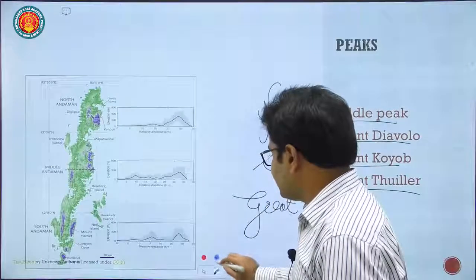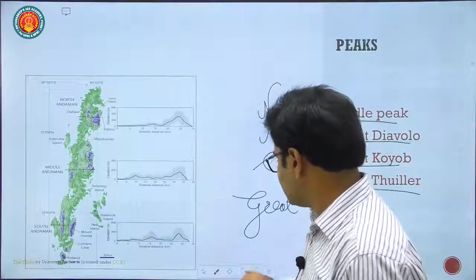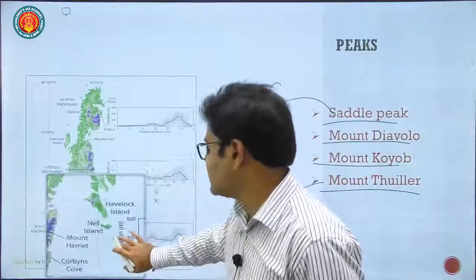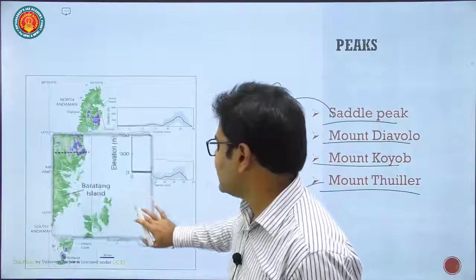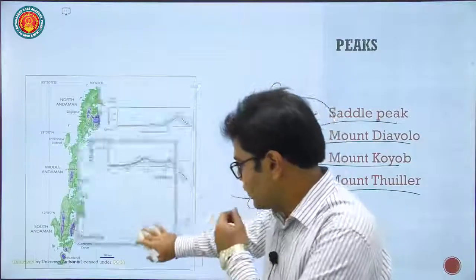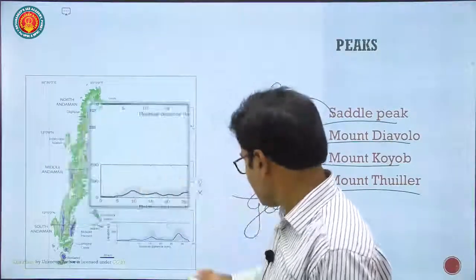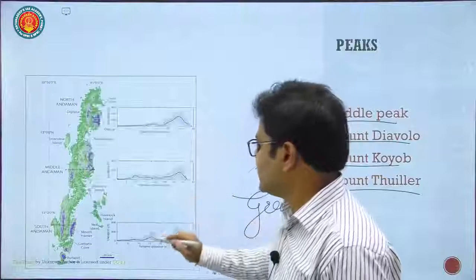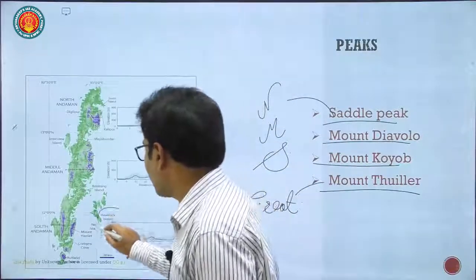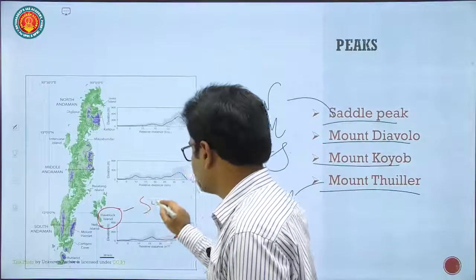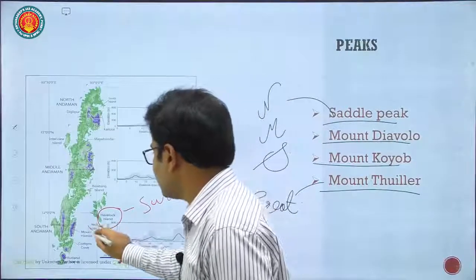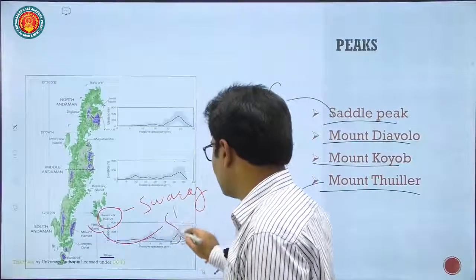Then another interesting piece of information, as you can see over here, there are small islands called Havelock Islands, Neil Islands, then Corbyn's Cove, and Rutland Islands over here. The main thing is that currently the names of these islands have been changed. The Havelock Islands are now known as Swaraj Islands. The Neil Islands are known as Shahid Islands.